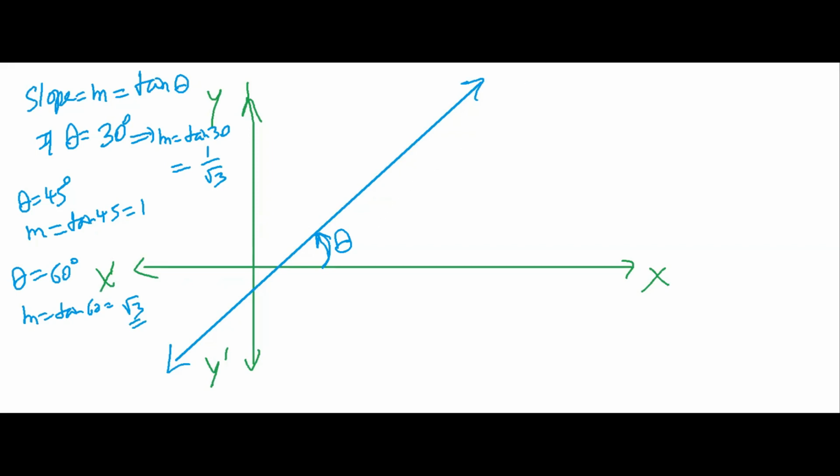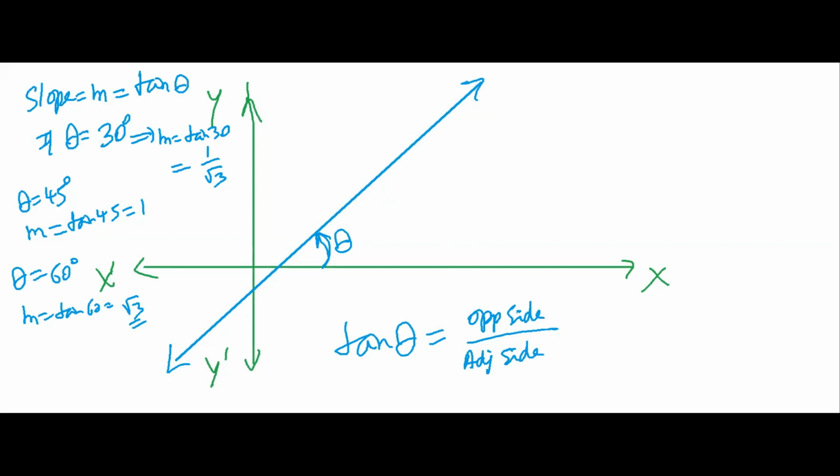Okay, now there is a formula for tan theta. What does that mean? That means opposite side, whatever is there in front of theta, that side, divided by adjacent side. That's the formula for tan theta.